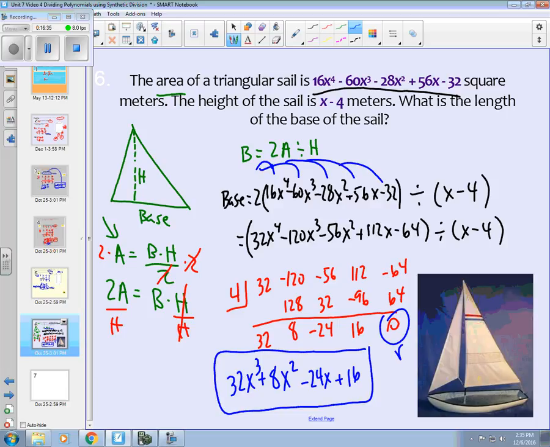All right, so that's how you use synthetic division or long division to factoring to find out what all the factors are of something. Try some out now on the practice.